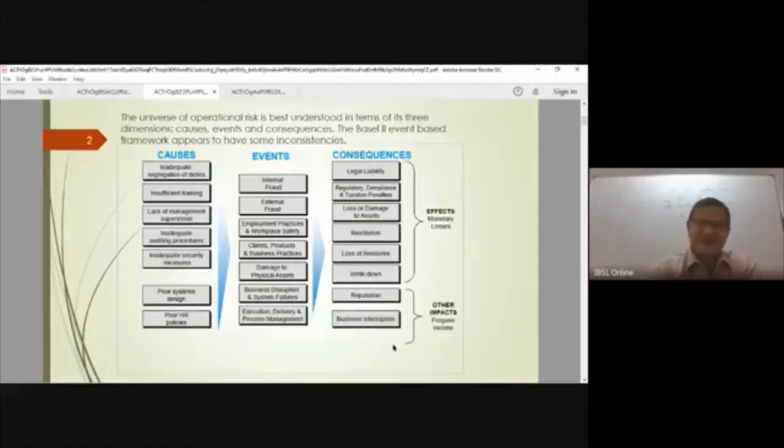Most of the banks have their own training institutes, especially when you recruit a person, you would like to give him sufficient training to perform the jobs or the tasks he needs to do at his desk. That will reduce errors and omissions and various other factors which will result in operational losses. So insufficient training is also identified as a lack of management supervision.